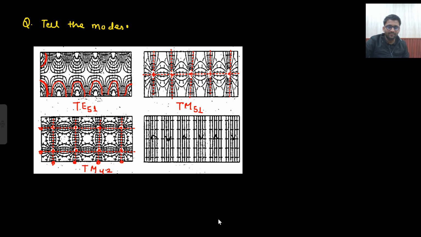What about this one? Here you can see half cycles. 1 half cycle, 2 half cycle, 3 half cycle, 4 half cycle, 5 half cycle and 6 half cycle. Certainly it is T. So 6 half cycles you can see in x direction and 0 in y direction. So it is T60. This is how you need to tell.